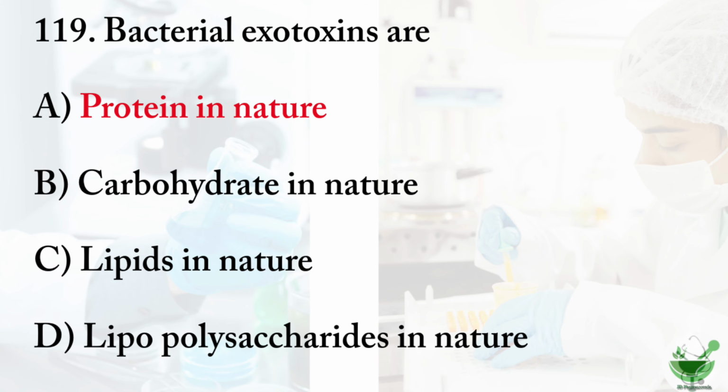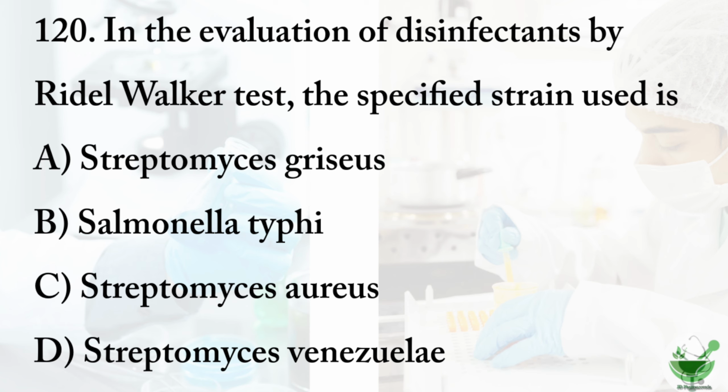Then question number 120. In the evaluation of disinfectants by Rideal-Walker test, the specified strain used is option A Streptomyces griseus, option B Salmonella typhi, option C Staphylococcus aureus, and option D Streptomyces venezuelae. The correct option is option B Salmonella typhi.